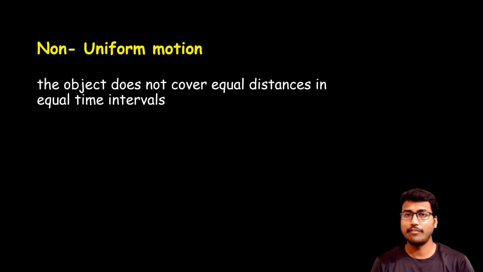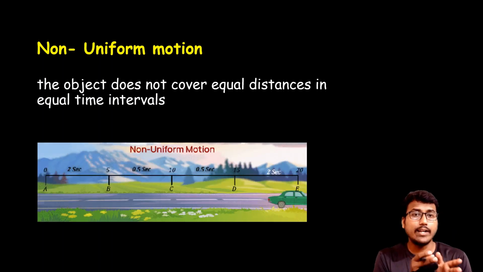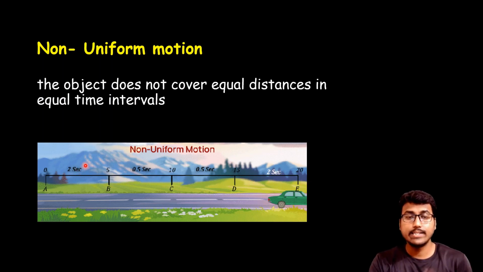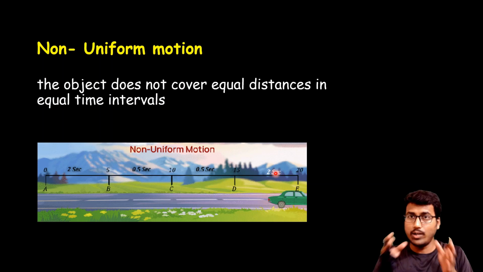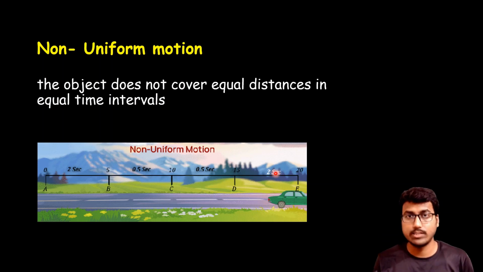Next we have non-uniform motion. It says the object does not cover equal distances in equal intervals of time. For example, the car is traveling from A to B, B to C, C to D, and D to E. Now let us see the timings. The distances are the same from A to B, B to C, C to D. And the timings: first 5 meters 2 seconds, next 5 meters 0.5 seconds, next 5 meters 0.5 seconds, and again for the next 5 meters 2 seconds. That means it is covering equal distances but in unequal intervals of time. So it is called non-uniform motion.